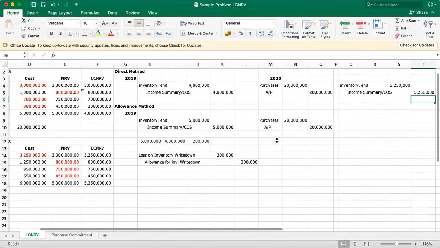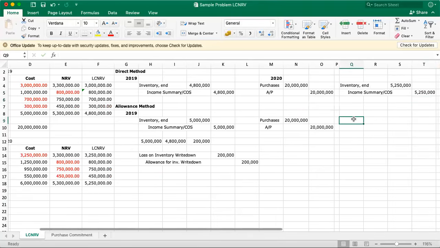How about our allowance method? Again, under the allowance method, we record the inventory at cost. Income summary or cost of sale.